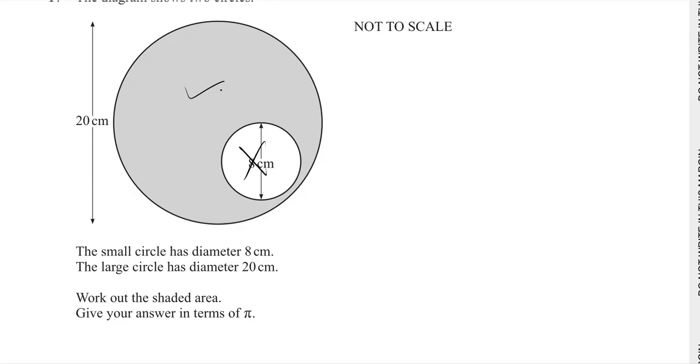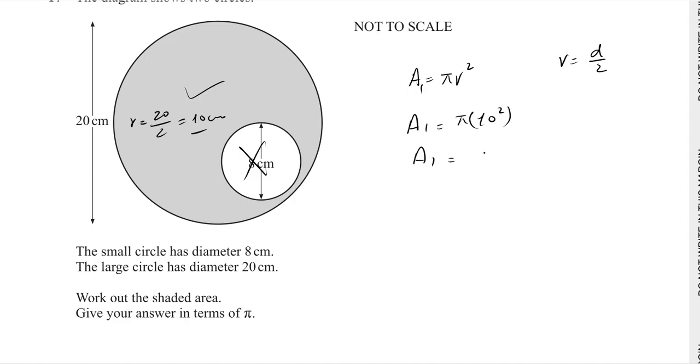So first let's find the area of the bigger circle. The formula for the area of a circle is pi r squared, where r equals d by 2, diameter divided by 2. The diameter is 20, so the radius for this bigger circle is 20 divided by 2, that equals 10 centimeter. So area 1, A1 equals pi times 10 squared. Area 1 equals 100 pi. That is the area of the large circle.